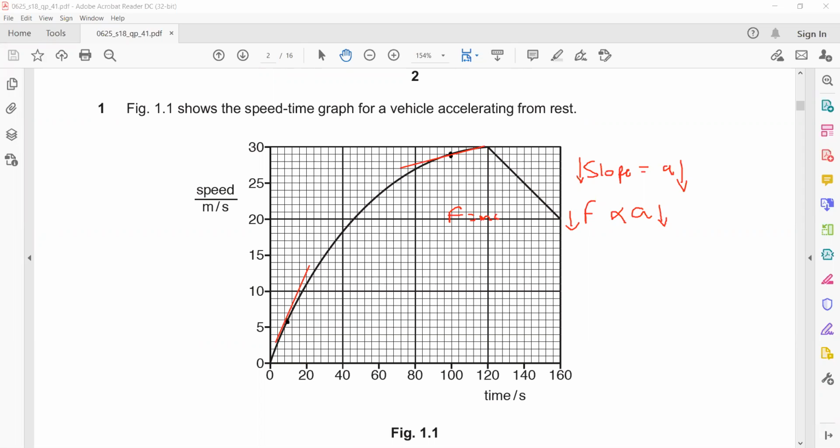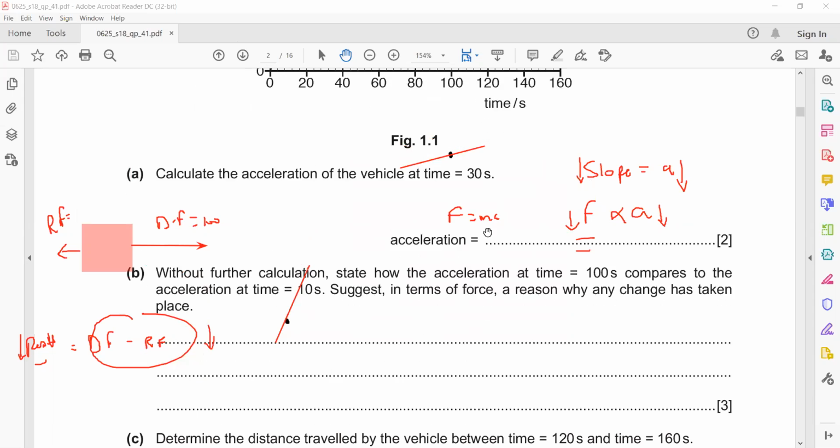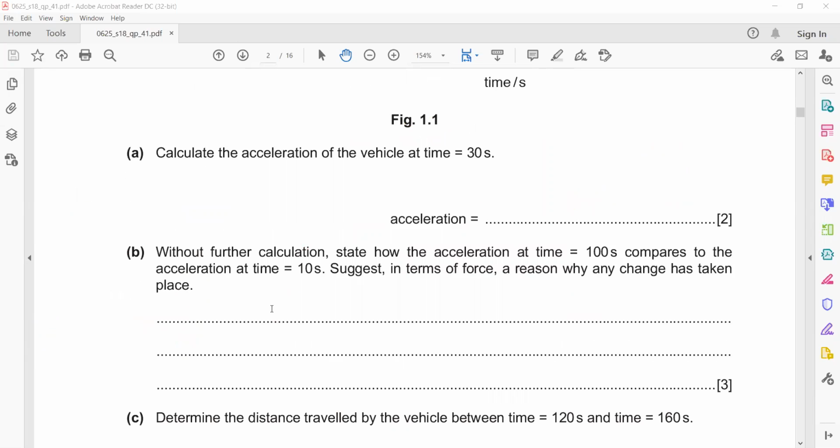Now, how is the resultant force for a car or a moving object decreasing? For a vehicle, the force from the engine is called the driving force, and the force from the air, the friction, is called a resistive force. The difference of the two, the driving force minus the resistive or frictional force, equals the resultant force. So even if the driving force remains the same, what happens if the frictional force, the air resistance, is increasing? The difference will be smaller. If the difference is smaller, the resultant force will also decrease. And if the resultant force decreases, the acceleration will also decrease. So for this part, because the slope is decreasing, acceleration is decreasing.